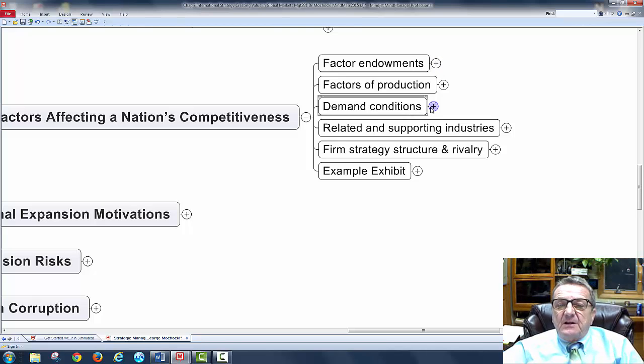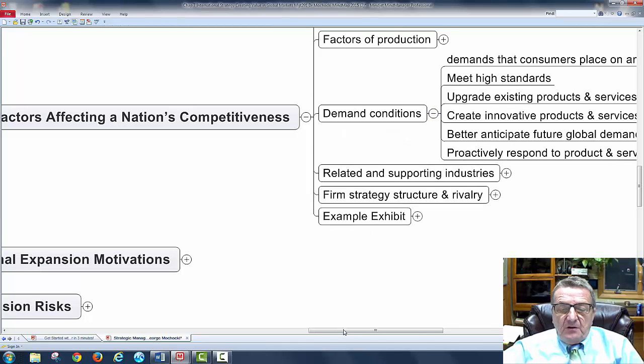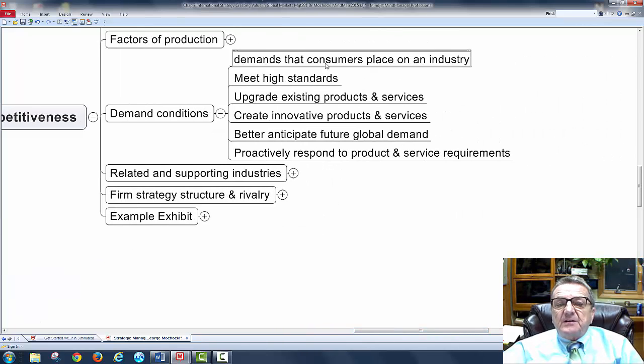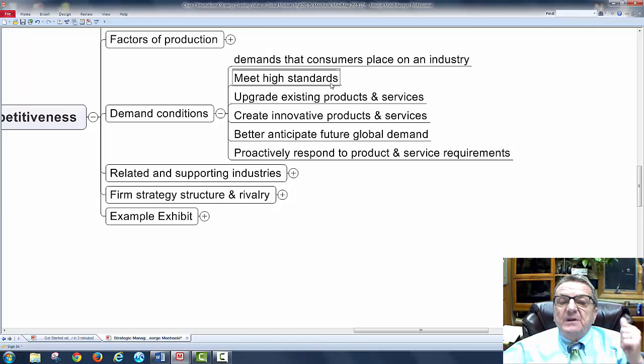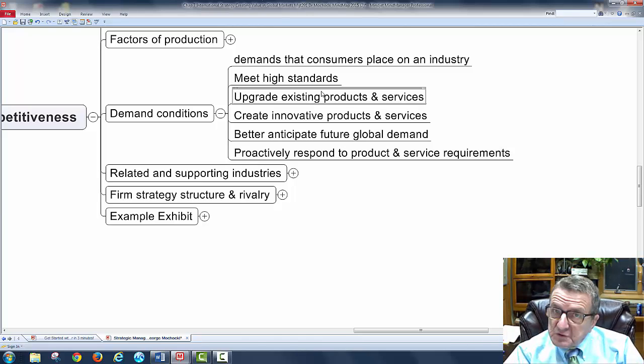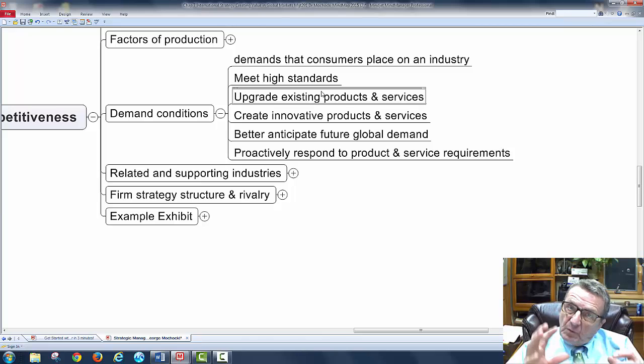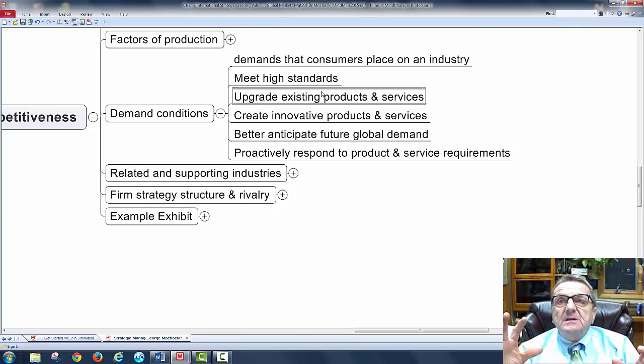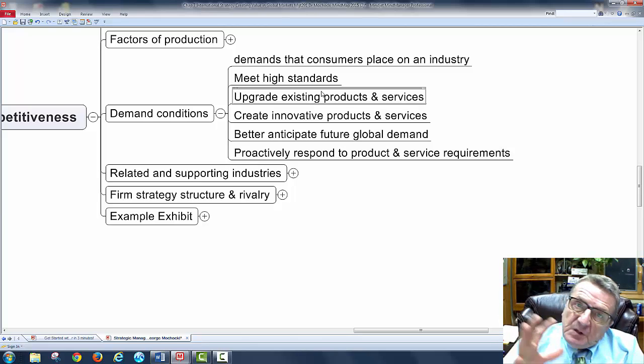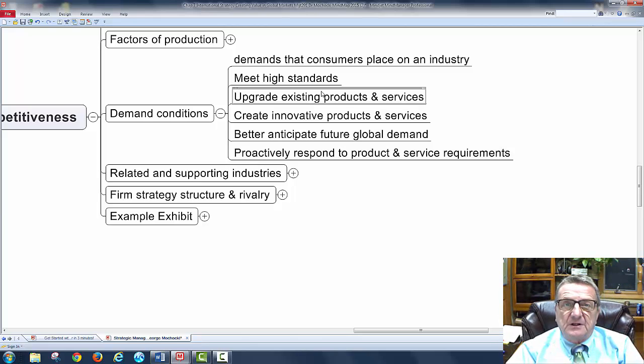Okay? So now the other one is demand conditions. If I look at the demand conditions, these are the demands that consumers place on an industry, whatever I'm selling, products or anything else, to meet high standards of that culture or that market. Remember, a market is someplace that there's a need and a want and ability for them to purchase my good. But my goods maybe have to be modified a little bit for that market, or maybe they don't need all the frills and trills, to keep the costs down until the economy expands.